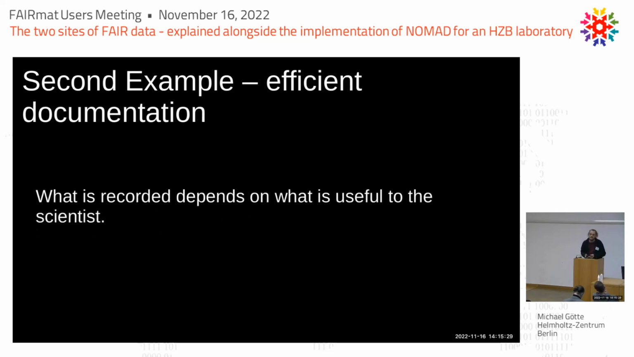What is recorded depends on what is useful to the scientists, and anything else which is useful to people outside of the scientific process needs to be thought about how to record it. Otherwise, it gets lost, at least to a certain degree.